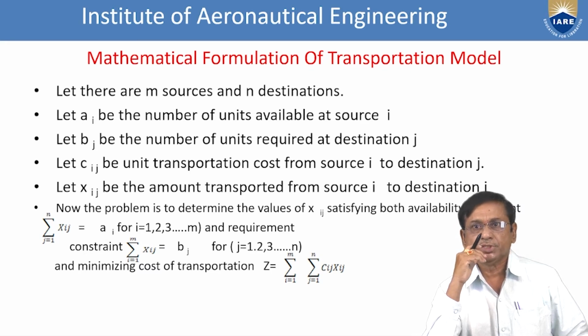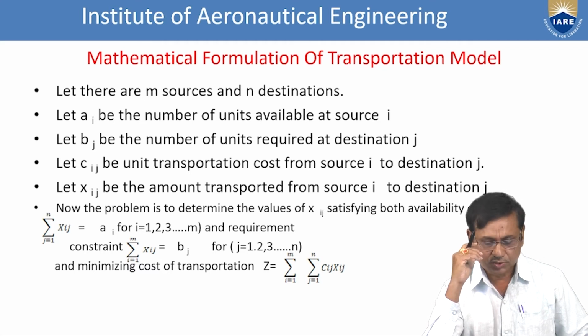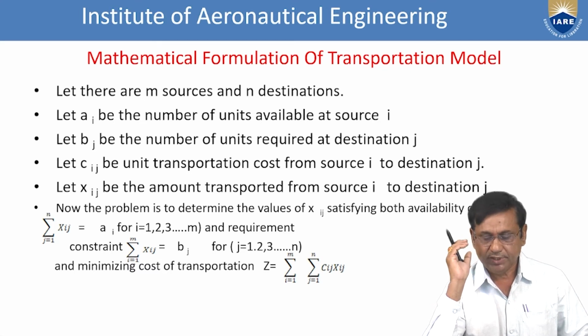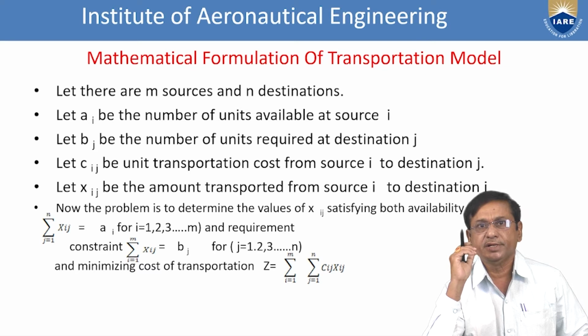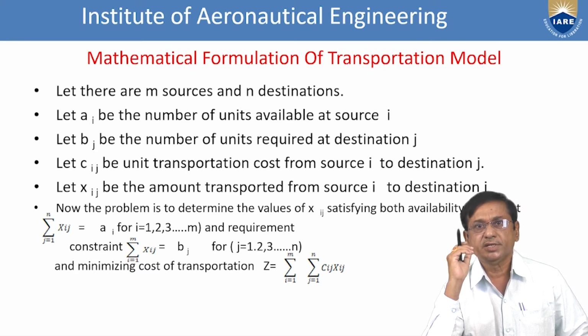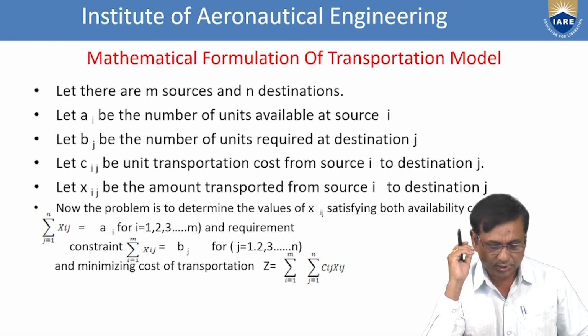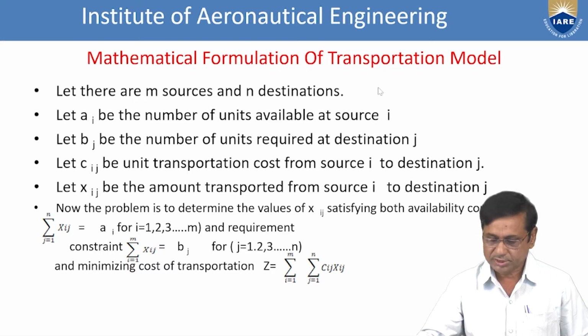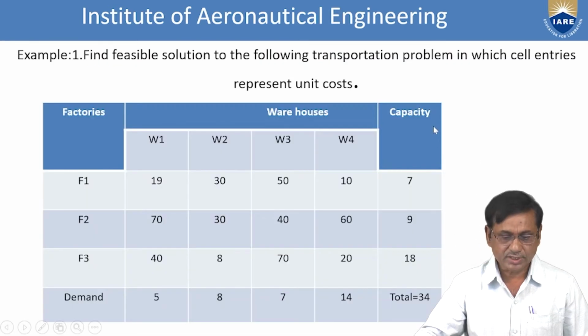Now the problem is to determine the values of xij satisfying both the availability constraint, sigma xij equal to ai for i equal to 1 to m, and the requirement constraint, sigma xij equal to bj for j equal to 1 to n, and minimizing the cost of transportation, z equal to double sigma Cij xij.